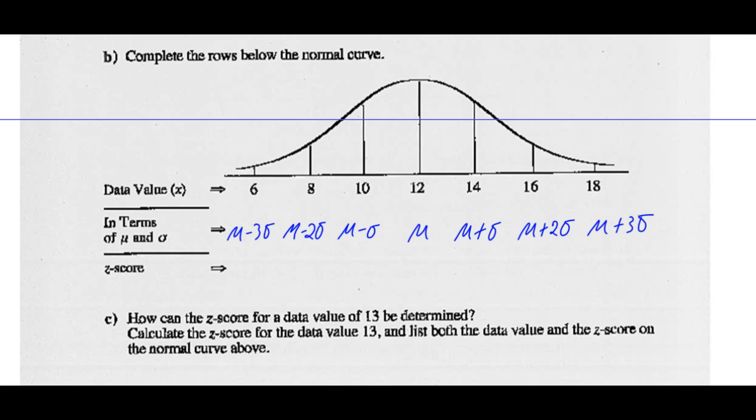What does it mean in terms of z-scores? Well, how many standard deviations is 12 away from 12? 0. So 12 has a z-score of 0. How many standard deviations is 14 away from 12? Well, it's 1 above. And 16 is 2 standard deviations above, and 18 is 3 standard deviations above. So they've got z-scores of 1, 2, and 3. 10 is 1 standard deviation below, so it's a -1 z-score. 8 is 2 standard deviations below, that's a -2 z-score, and 6 is 3 standard deviations below the mean, that is a -3 z-score.